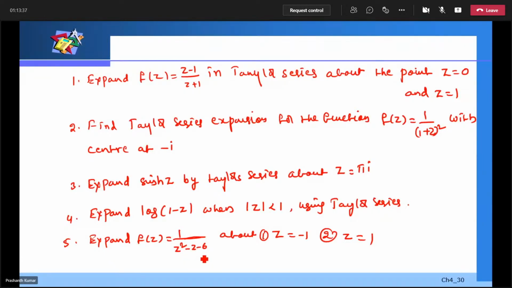So from that you take two functions. For those two functions, about z is equal to minus 1 and z is equal to 1, you write down the Taylor series expansion. These are very important problems previously asked so many times in the JNTU examination. Therefore, all of you please go through these 5 problems and solve all of them.